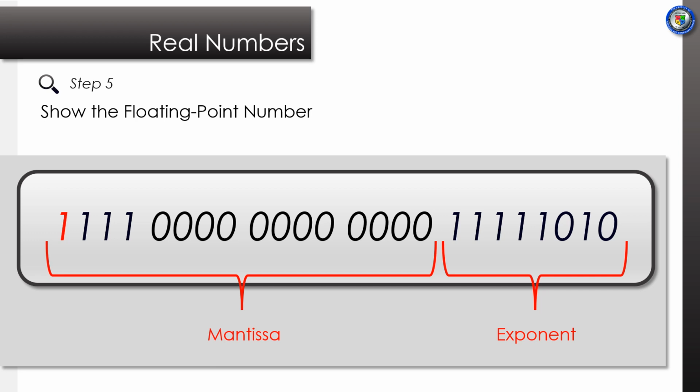Finally, in step 5, we can show our entire 24-bit floating point number by laying out our 16-bit mantissa, including our sign bit, alongside our 8-bit exponent.